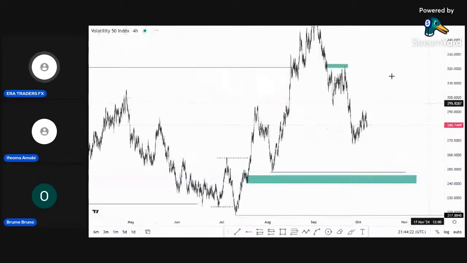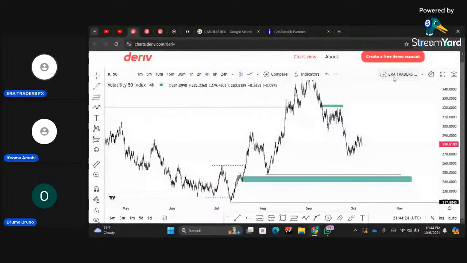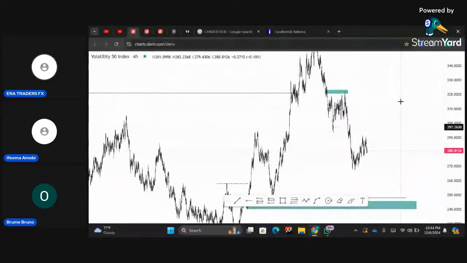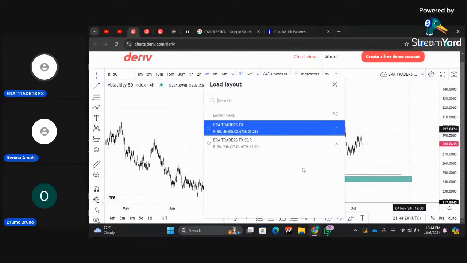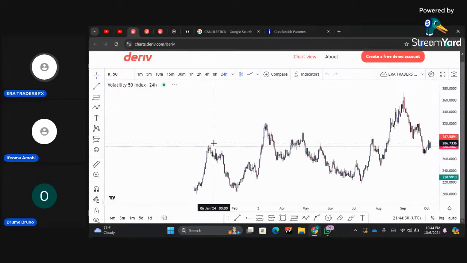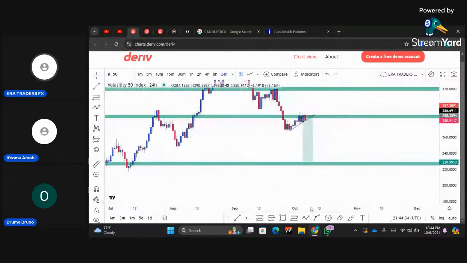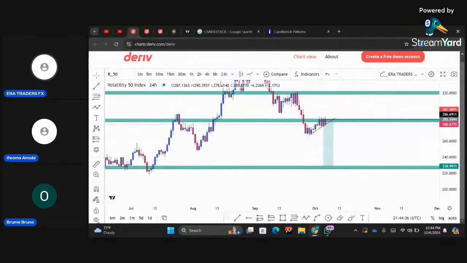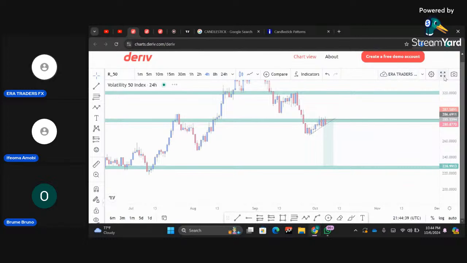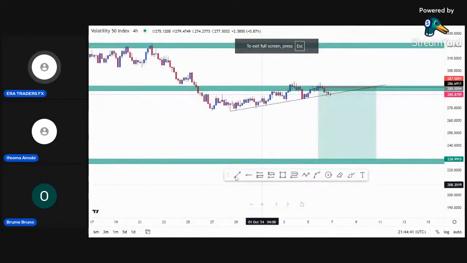Okay, this is not my support and resistance chart. So sorry, let me go to my support and resistance chart. So now V50, you can see the clear resistance that price was at. So I was like, okay, since price is there, let me see what's going to happen. So see what happened there.